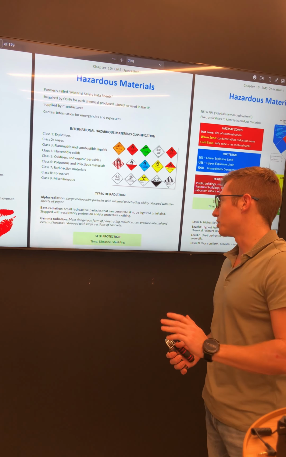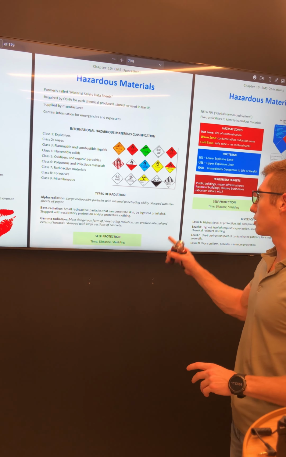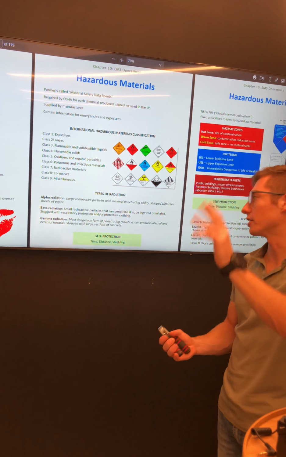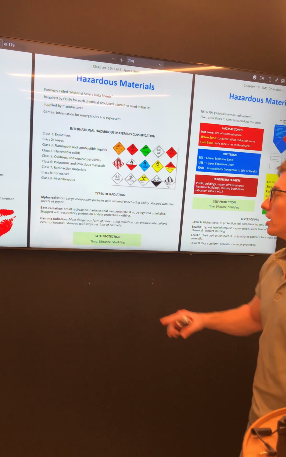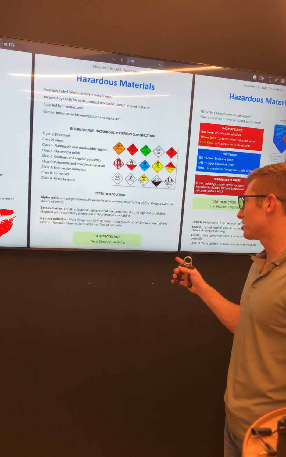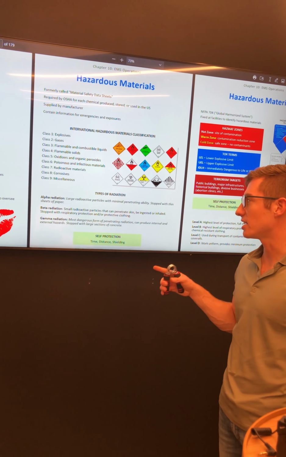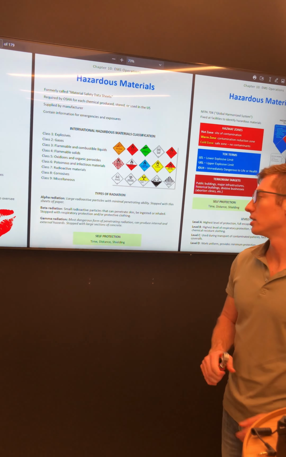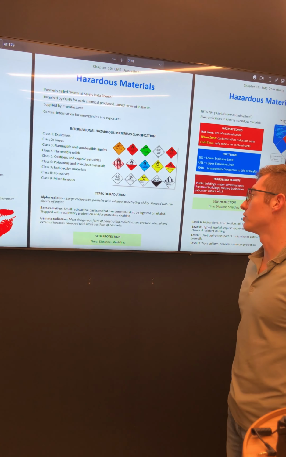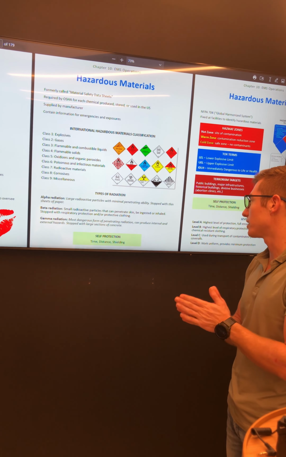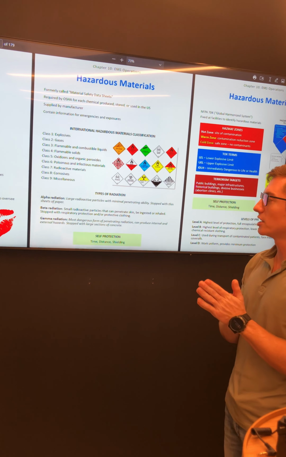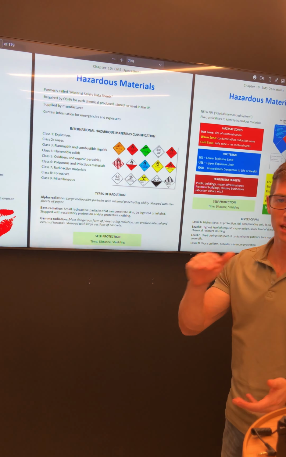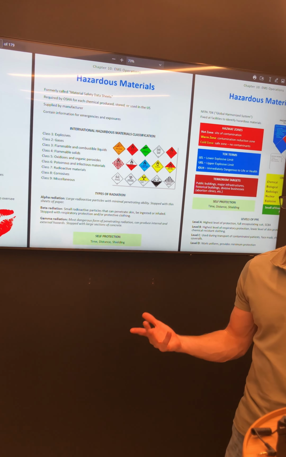So alpha radiation, we have large radioactive particles with minimal penetrating ability. Stop within a sheet of paper. It can block it. Then we have beta radiation. Small radioactive particles that can penetrate skin, be ingested, inhaled, stopped with respiratory protection and protective clothing. Gamma radiation. So the most dangerous form of penetrating radiation can produce internal and external hazards, stopped with a large section of concrete and lead sheets, but not completely.